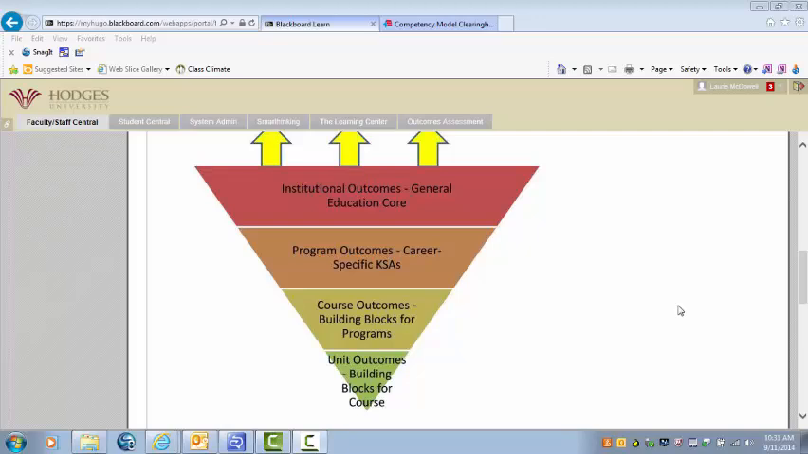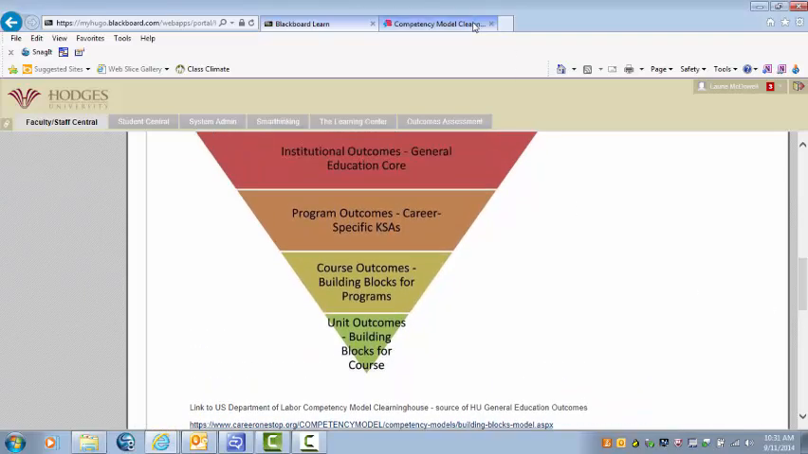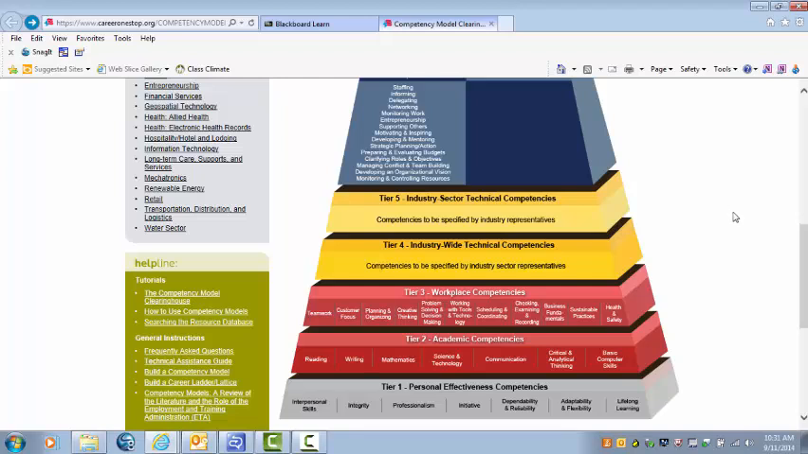This learning outcomes inverted pyramid starts at the institutional level with Hodges University's General Education Core Outcomes. These were adapted from Career One Stop's Competency Model Clearinghouse. Beneath the pyramid, you can see a link to the Clearinghouse model. This illustration is a generic model showing several tiers that represent different types of competencies required of various occupations.